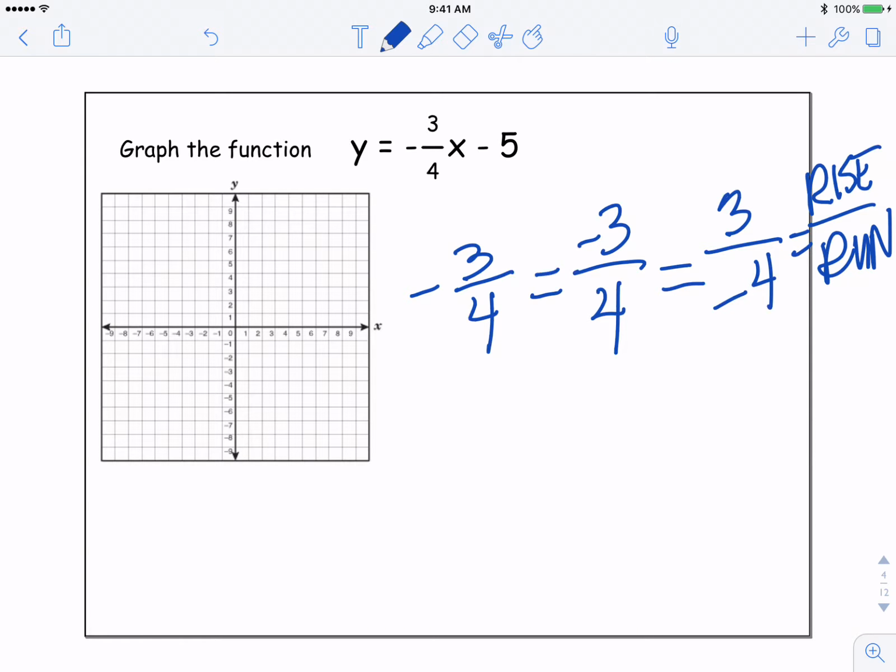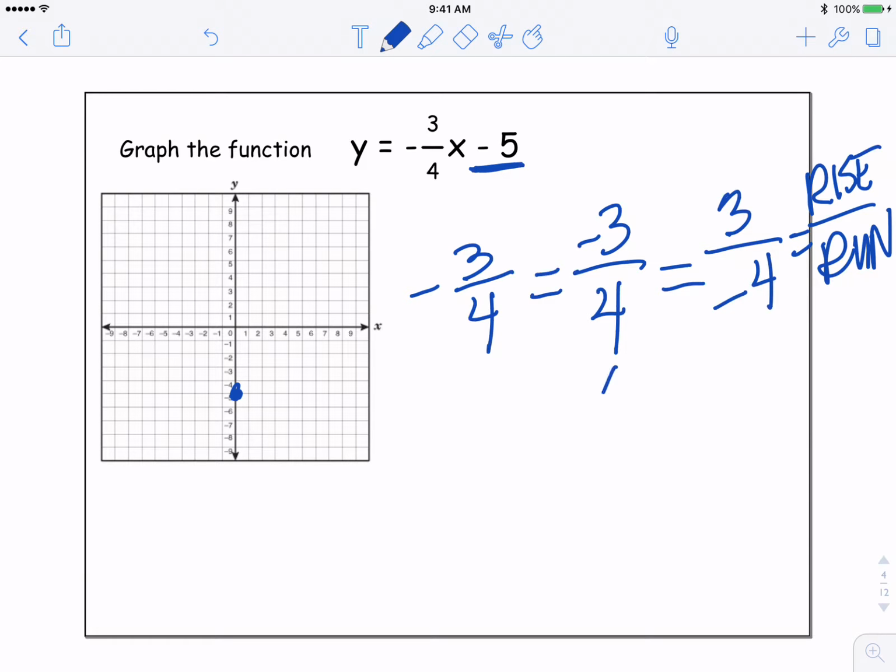I'm also going to use my b value in this equation to start out. So my first step is graph the y-intercept. My y-intercept is a -5. That's my b value. So I'm crossing the y-axis at a -5, which is down here. Then I'm going to use my slope of -3/4 to find another point on the line and connect them together.